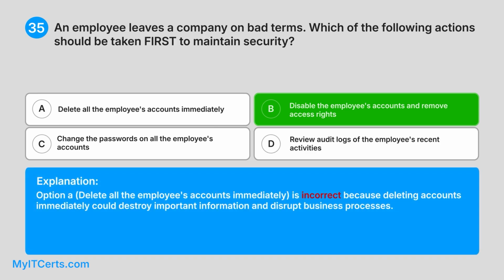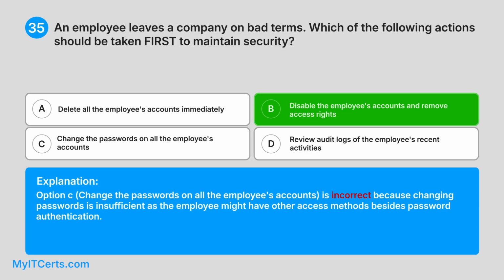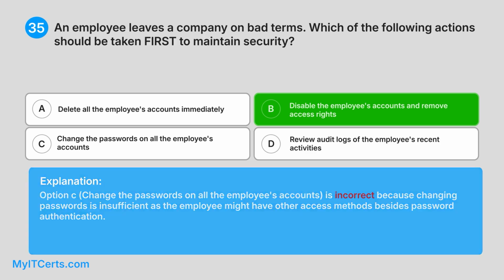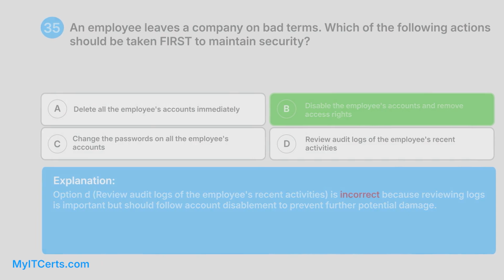Option A, delete all the employee's accounts immediately, is incorrect because deleting accounts immediately could destroy important information and disrupt business processes. Option C, change the passwords on all the employee's accounts, is incorrect because changing passwords is insufficient, as the employee might have other access methods besides password authentication. Option D, review audit logs of the employee's recent activities, is incorrect because reviewing logs is important, but should follow account disablement to prevent further potential damage.